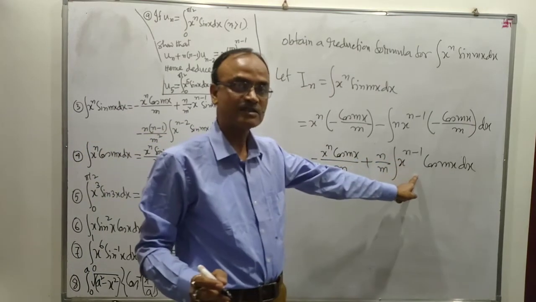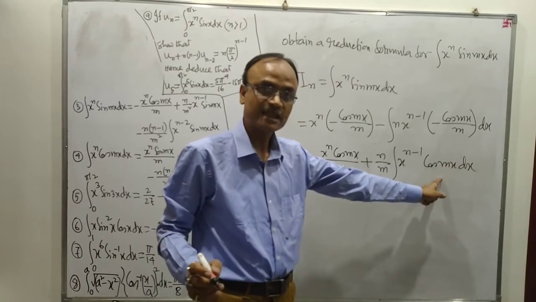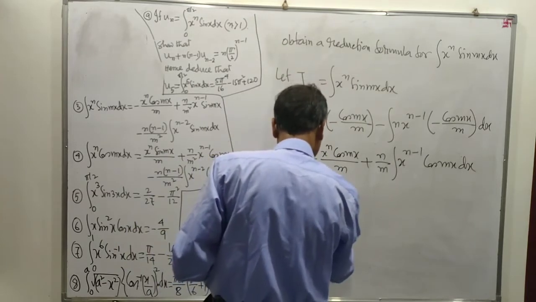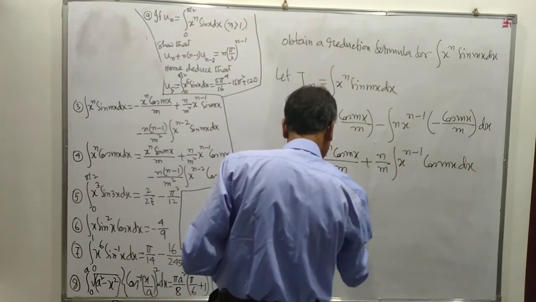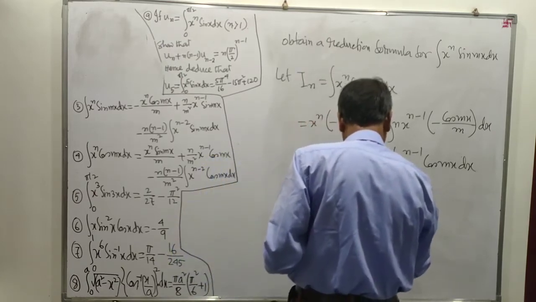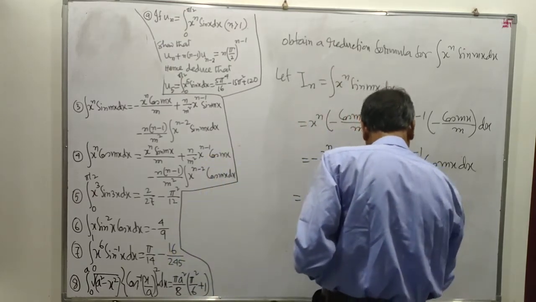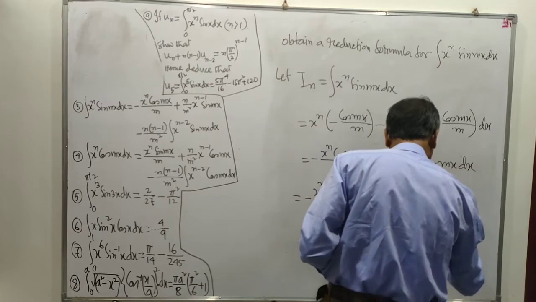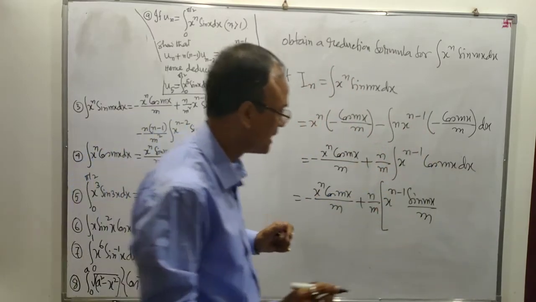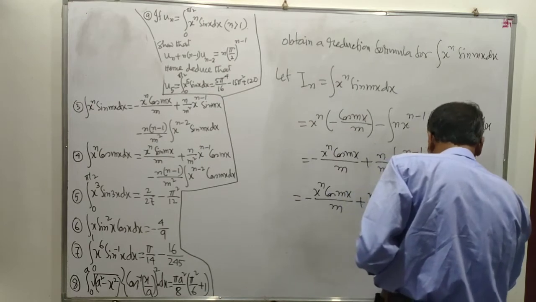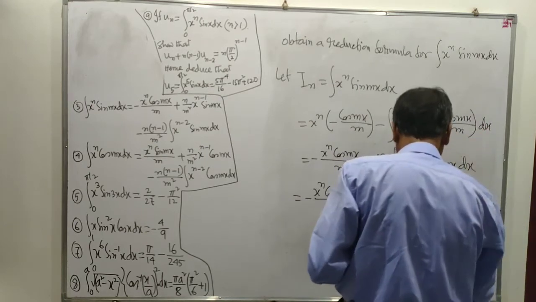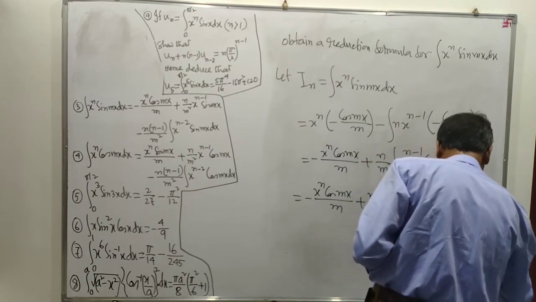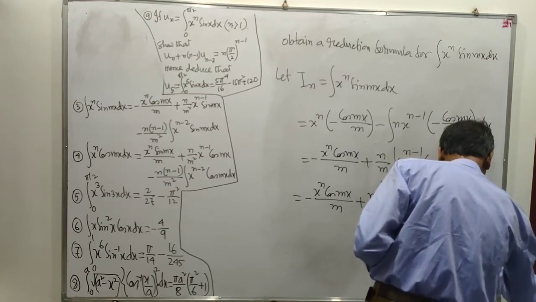Again integrate this by parts regarding cos mx as the second function. This is equal to minus x to the power n cos mx divided by m plus n by m, x to the power n minus 1, sin mx divided by m, integration of the second function, minus differentiation of the first function x to the power n minus 2, integration of the second function, the integral of this.